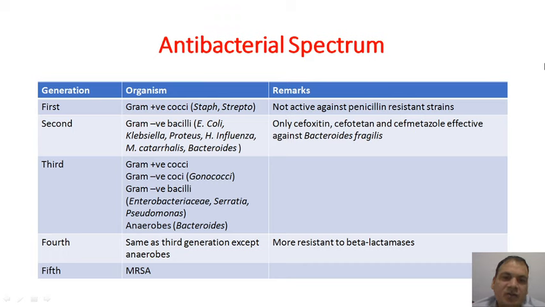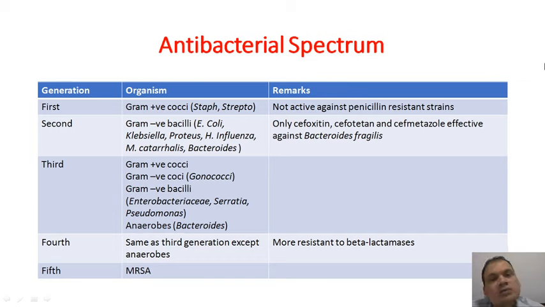And if I ask you the names, what are the two drugs in the fifth generation? We have got ceftaroline and ceftobiprole. Okay, so they are active against your MRSA, methicillin-resistant Staph aureus. So this is as far as the antibacterial spectrum is concerned. Okay, you are with me till now? So till now what have we covered?